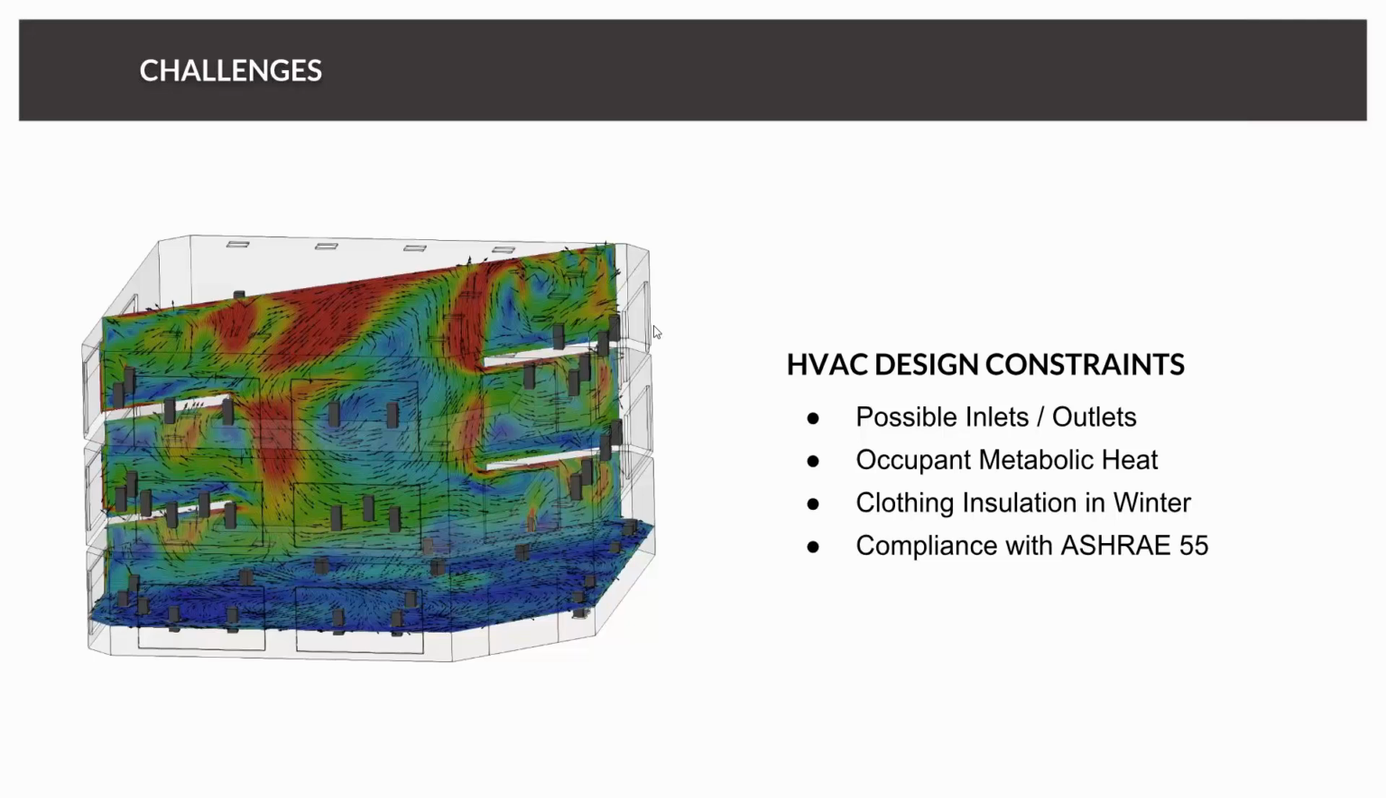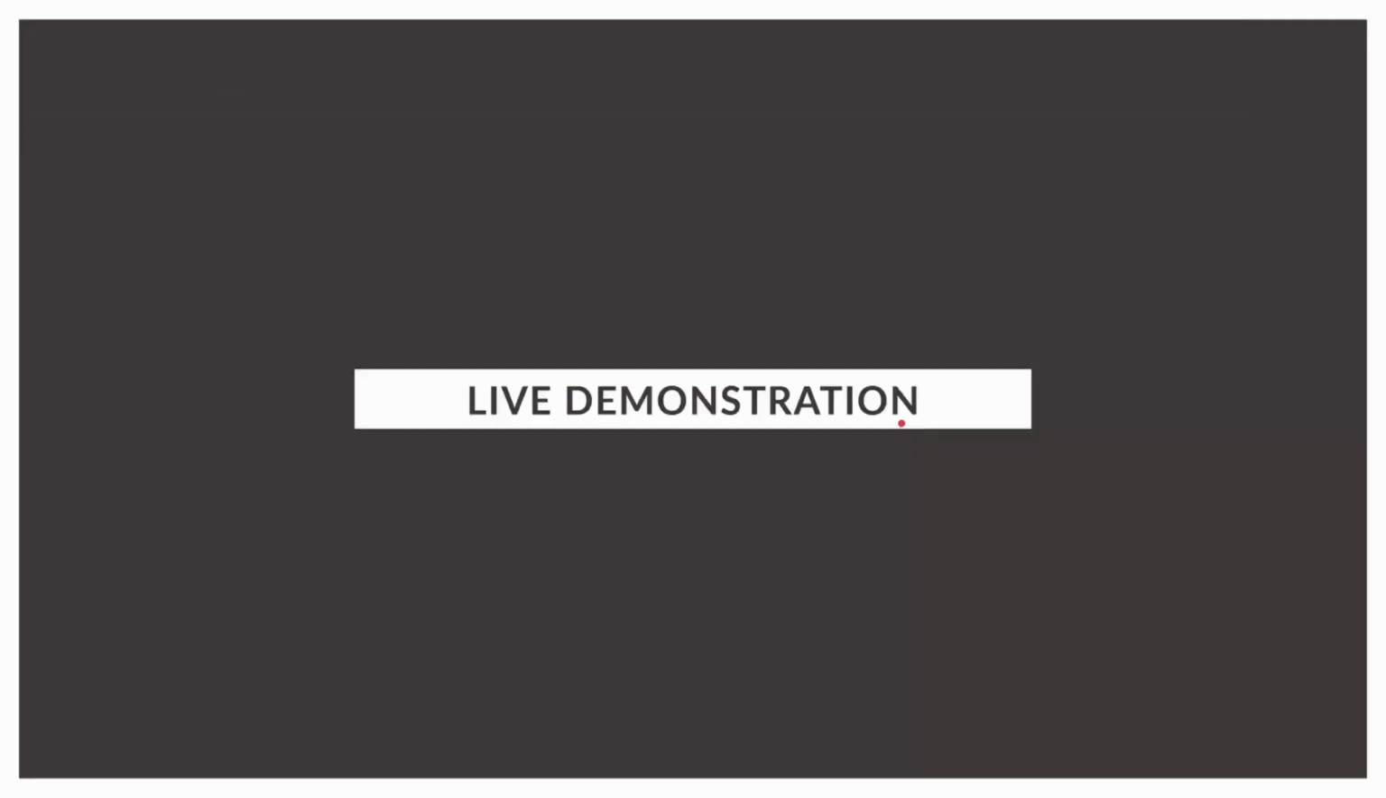Besides that, our system is, let's say, constrained by the occupants because they're releasing heat. They have a metabolic heat rate. And whenever it comes to understanding the comfort of the occupants, we also need to know which clothing insulation should be considered. And for sure, all the time, we need to make sure that our building is in compliance with ASHRAE 55, or ASHRAE 186.1, as it's called today.